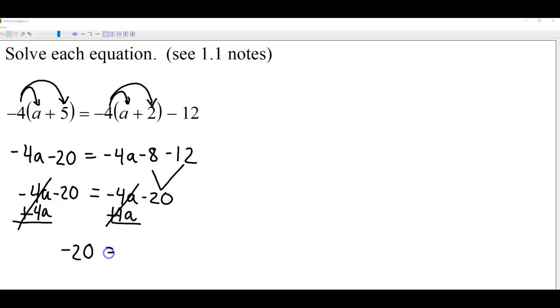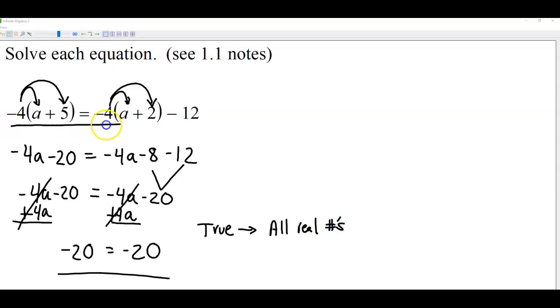When the letters go away completely, you're just left with a numerical statement with no variables in it at all, just numbers. If it's a true statement, that means that the answer is all real numbers. In other words, x could be anything. I'm sorry, in this case, a. A could be anything. You could pick any number you want to for a, and it will always be a good answer for that equation. That's if you have a true statement. If you have a false statement, then there is no solution.